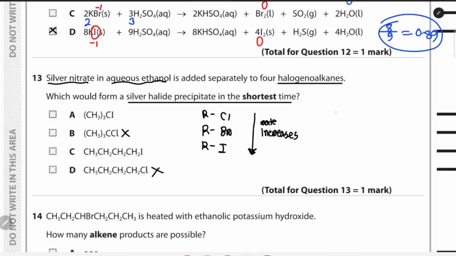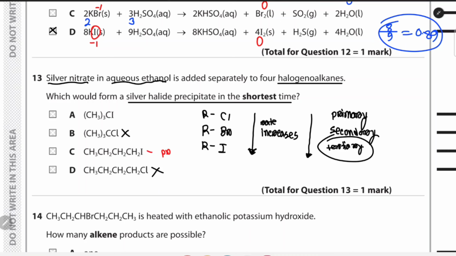Now we have also learnt about primary, secondary, and tertiary halogenoalkanes. In this case as well, the rate increases as we go down. So a tertiary halogenoalkane will have the fastest reaction. If you look over here, option C is a primary one, while option A is a tertiary one. So option A should be the answer.